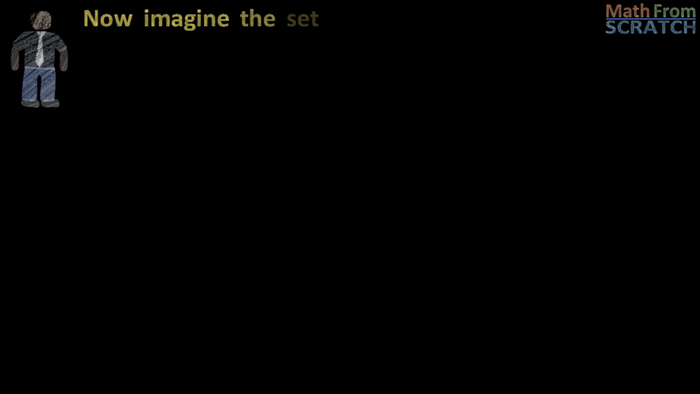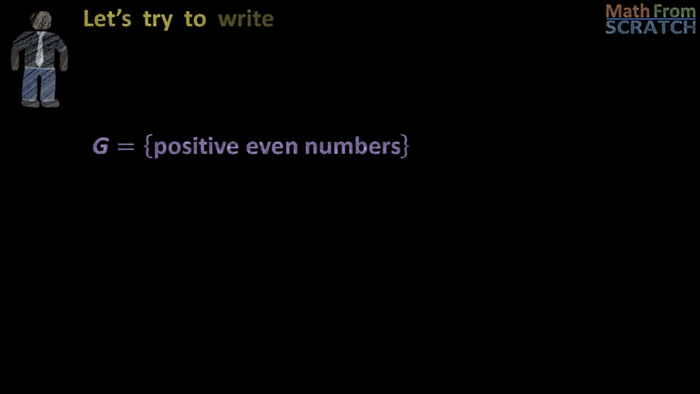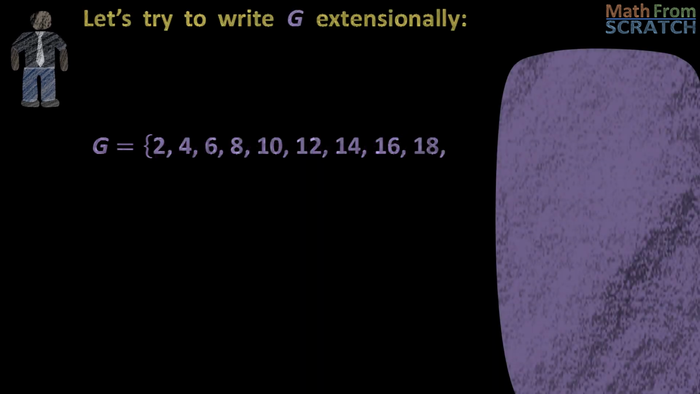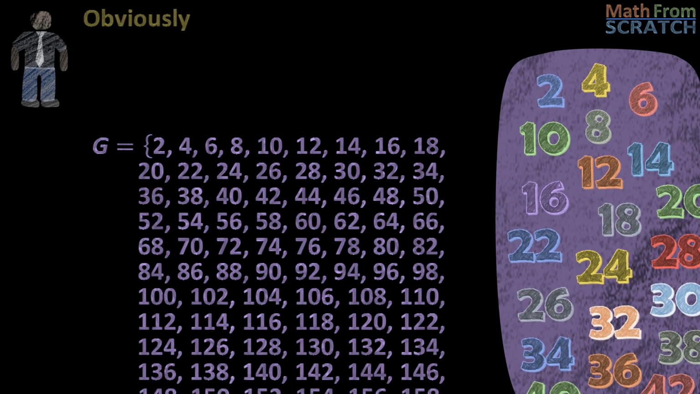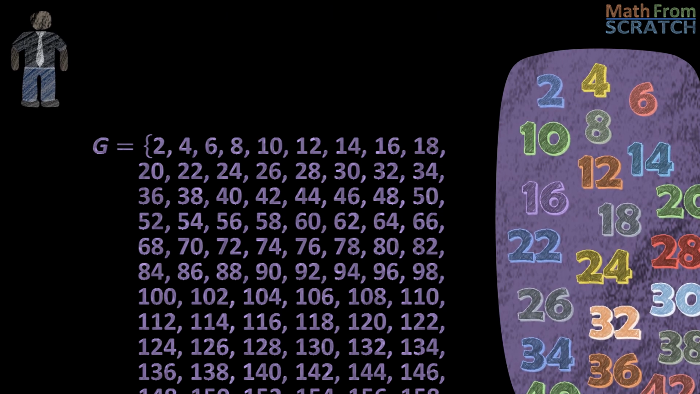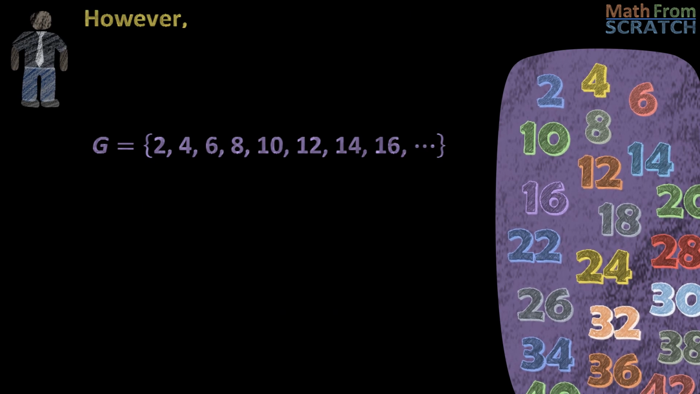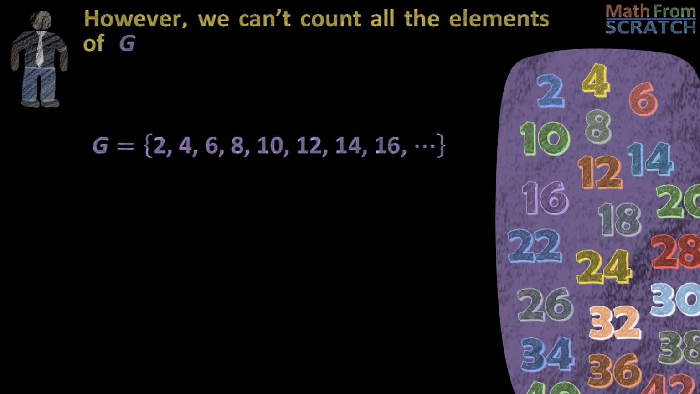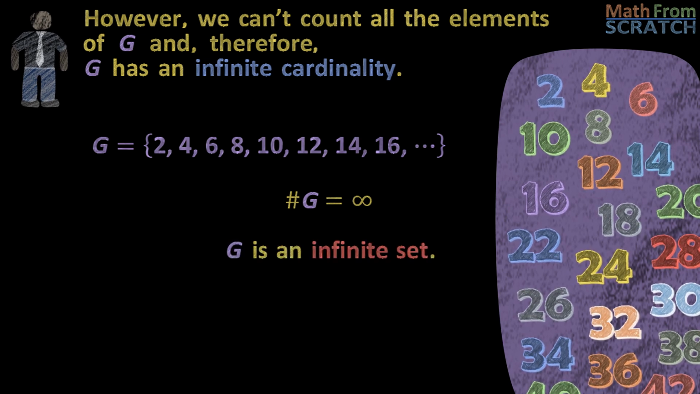Now, imagine the set G of all the positive even numbers. Let's try to write G extensionally. G equals 2, 4, 6, 8, 10, 12, 14, 16, 18 and so on. Obviously, we can't write all the elements of G on a complete list. But we can write G extensionally, like this. However, we can't count all the elements of G, and, therefore, G has an infinite cardinality. So, G is an infinite set.